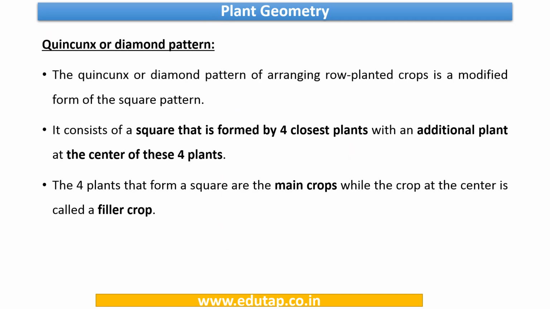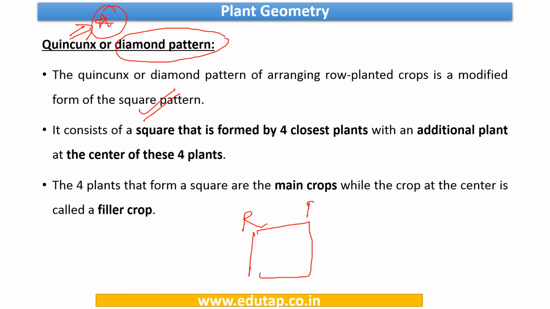Now the last one that we're going to see is diamond pattern. It's King Kong's method. Pardon me if I'm not able to pronounce it properly. So this particular pattern of arranging row planted crop is a modified form of the square pattern, right? We had seen the square pattern, and in the square pattern row to row spacing and plant to plant spacing is the same. Okay, so in this case what we are doing is we are having a plant sown at the middle.